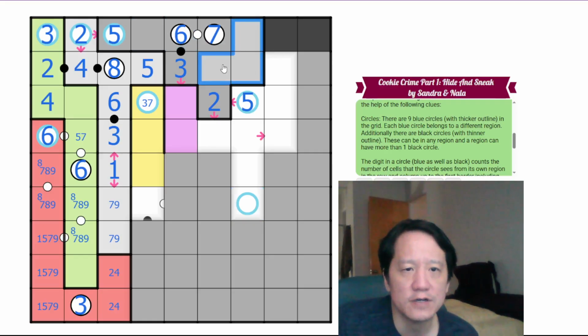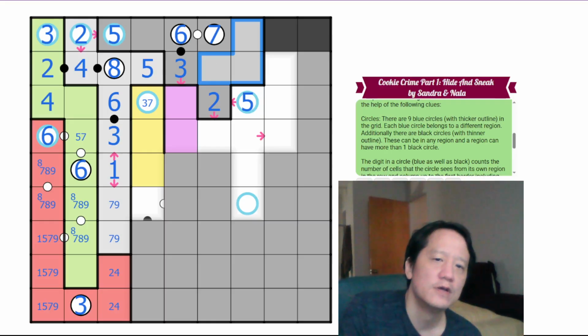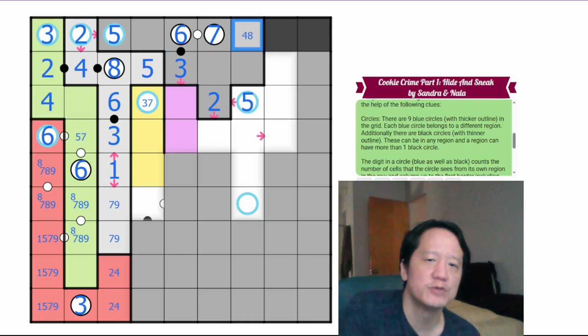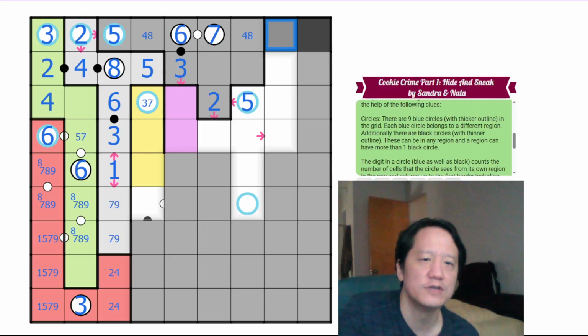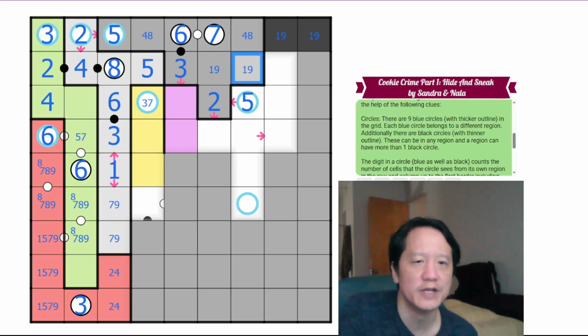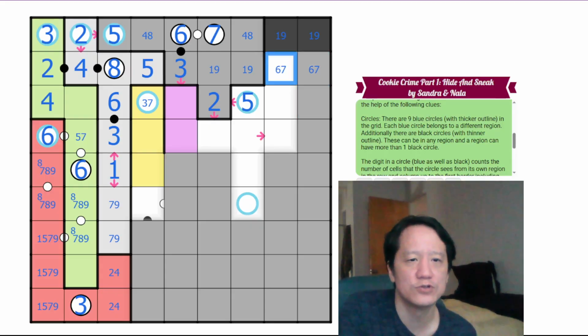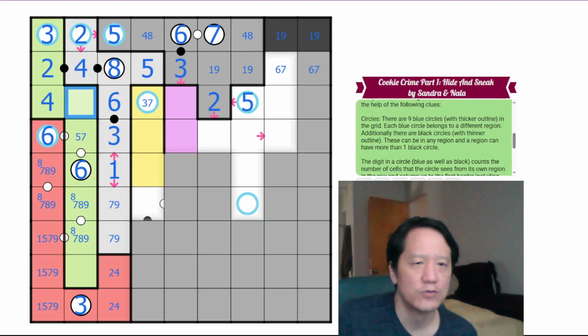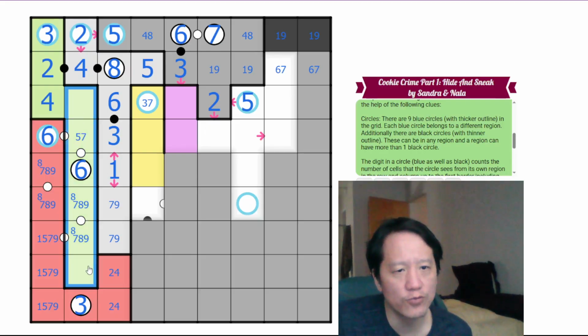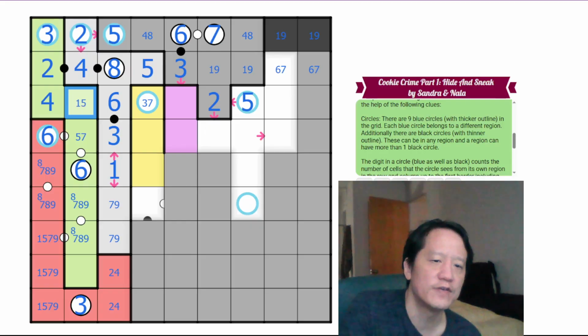Remaining digits of the medium gray region. We have 4 and 8 cannot be here, so this must be a 4-8 pair, which leaves 1 and 9 remaining in row 1. That leaves 1 and 9 remaining in the medium region. That leaves 6 and 7 remaining in row 2. Remaining in the green region, we have 1, 5, 7, 9.